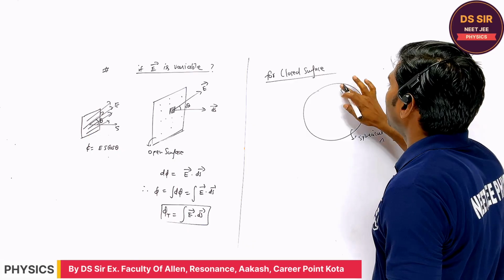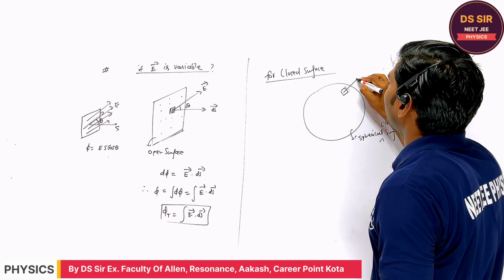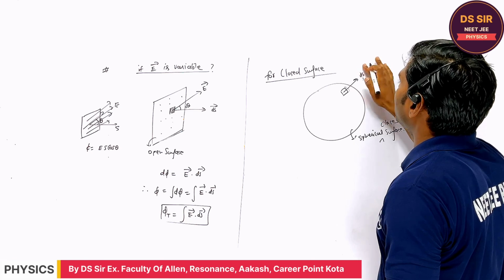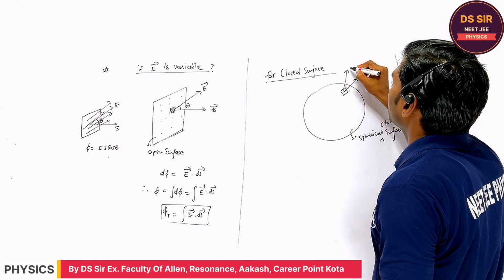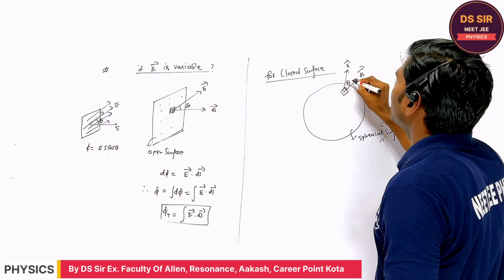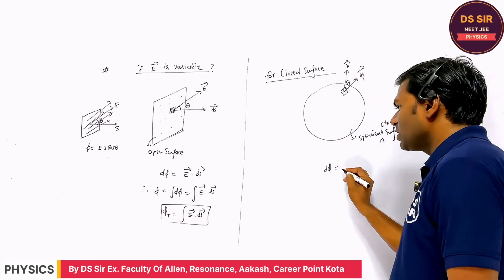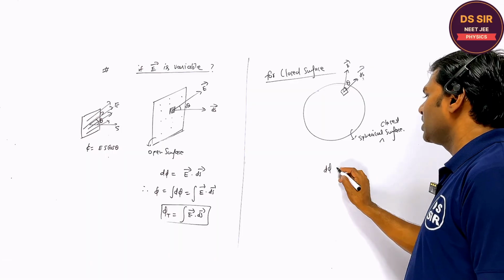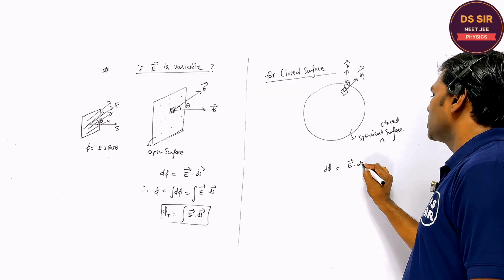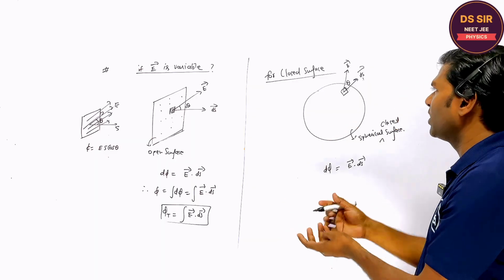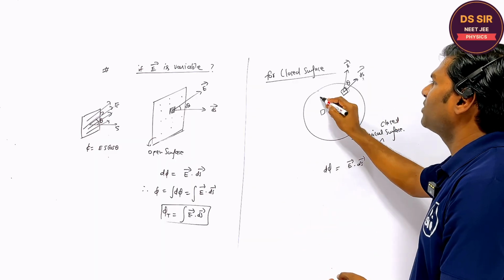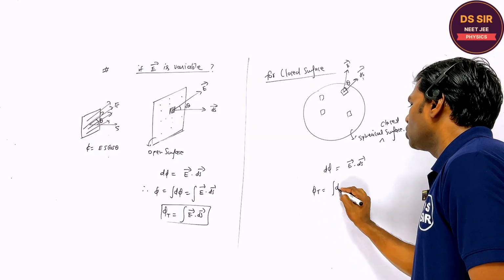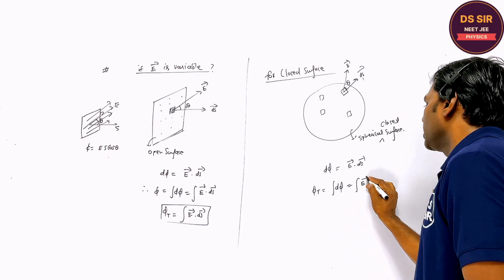You will consider again the ds vector like this. This is the elemental area vector, ds vector. At this point, the electric field is assumed to be E. This angle is theta. So at least we can write the elemental electric flux linked with this elemental area as E dot ds. Then if you want to find the total flux, this is the flux, this is the flux, this is the flux. So to find the total flux, you have to integrate again E dot ds.